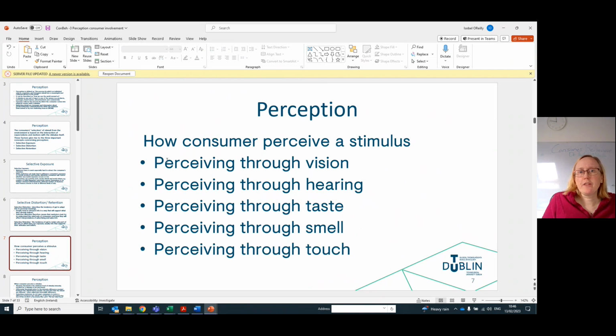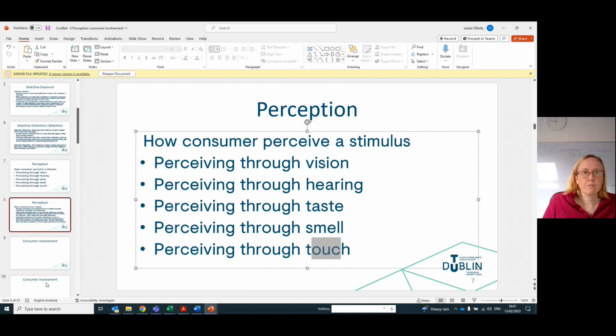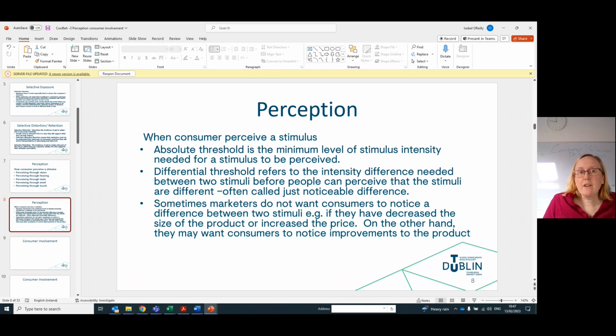So how can a customer perceive a stimulus? Through vision, through hearing, through taste, smell, and touch. When a consumer perceives a stimulus, we have an absolute threshold, which is the minimum level of stimulus intensity needed for a stimulus to be perceived.